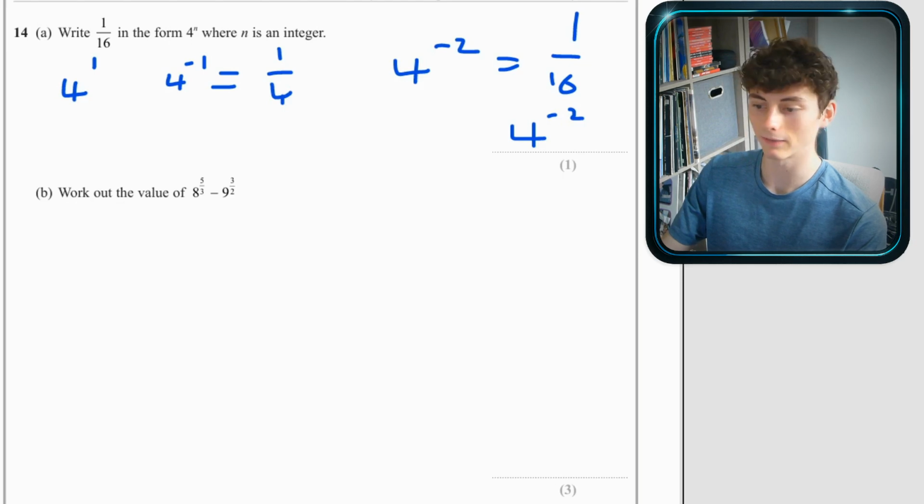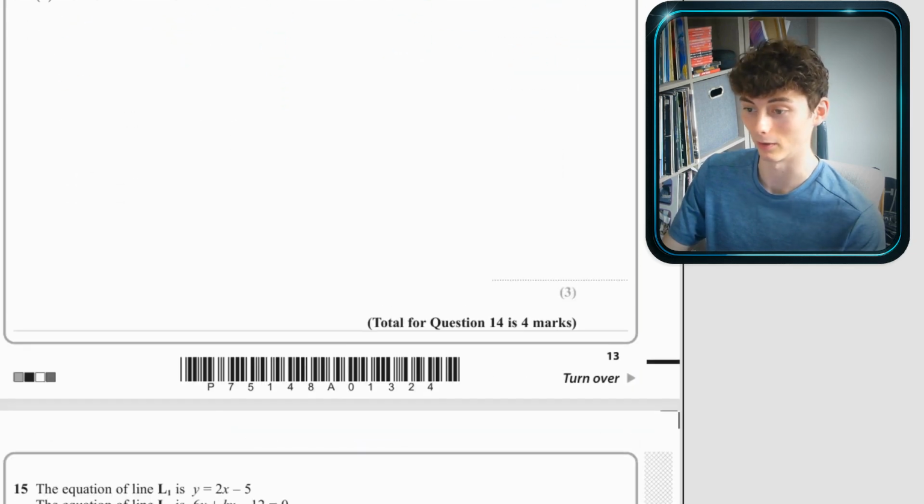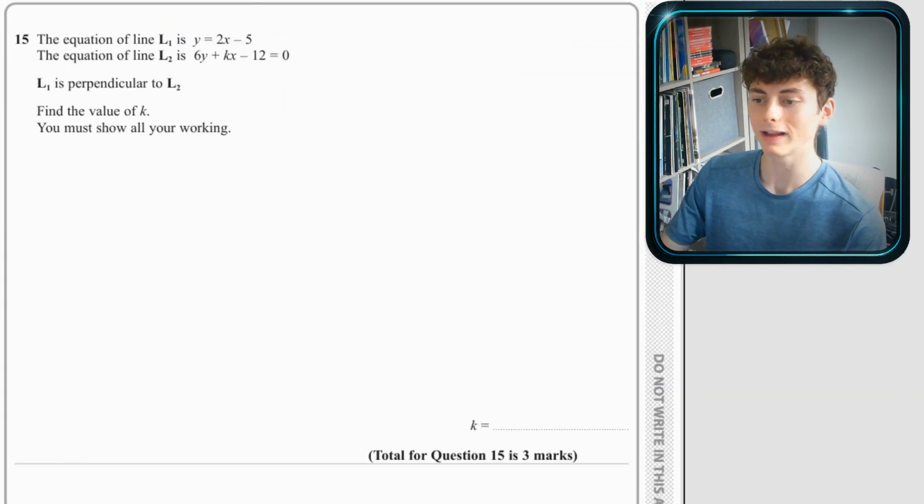Right, this part B is definitely another question I got wrong, and I don't even know if I could get it right now. I'm gonna be honest with you, I cannot even think about how to do this one. I know there's a method, but I cannot do it. So we're gonna have to skip this one. Okay, question 15, equations of lines.